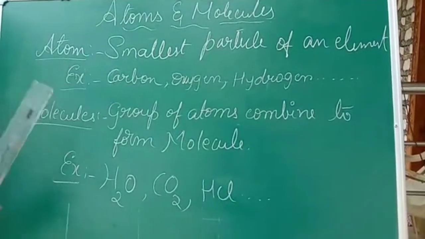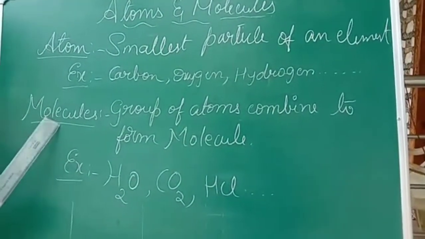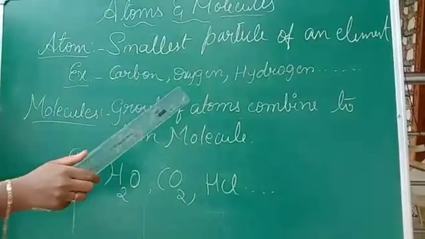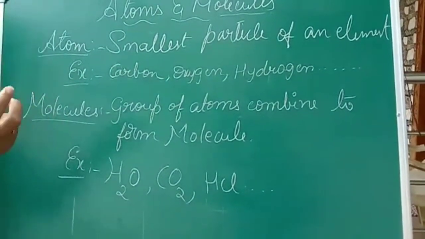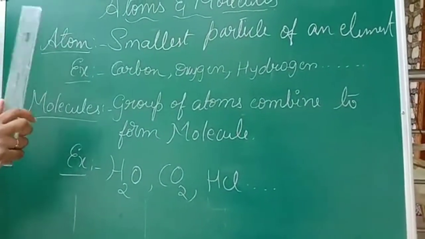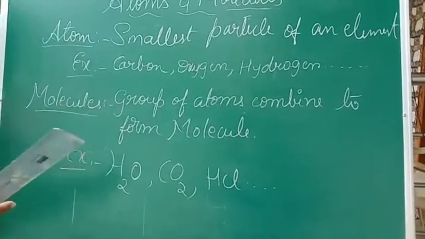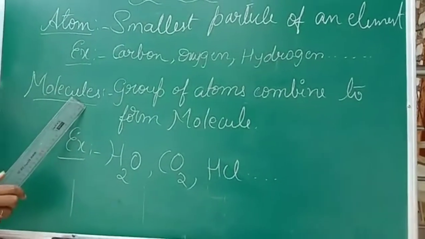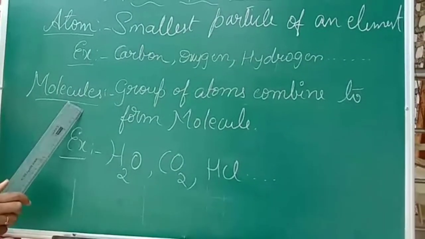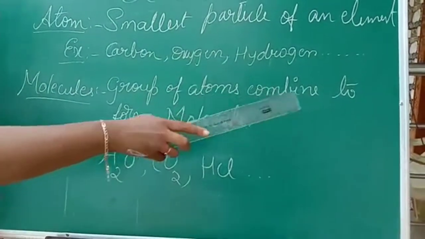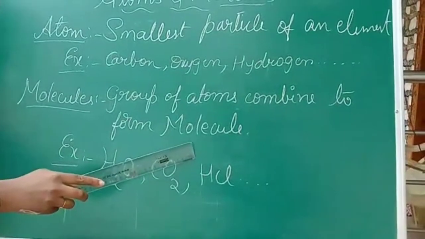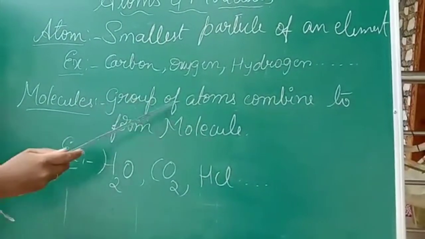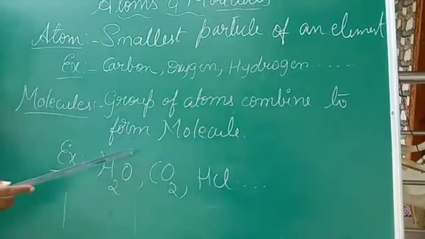So what is a molecule? A molecule is nothing but a group of atoms. When atoms are grouped together, that particular term is called a molecule. So a molecule means a group of atoms combined together. What is a molecule? A group of atoms combined to form a molecule.